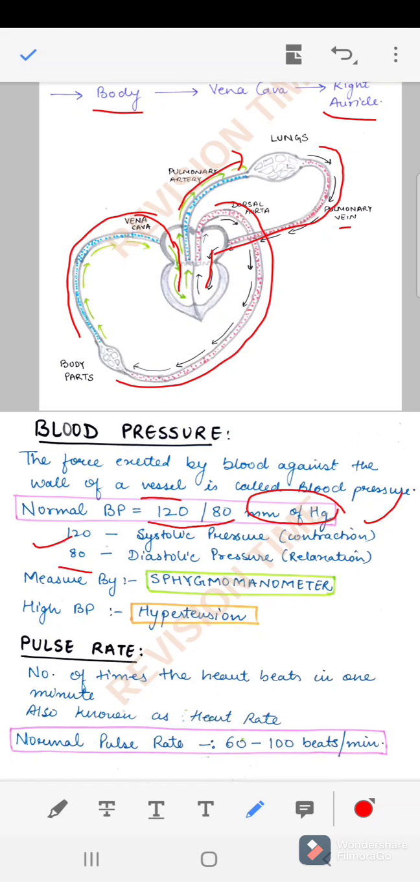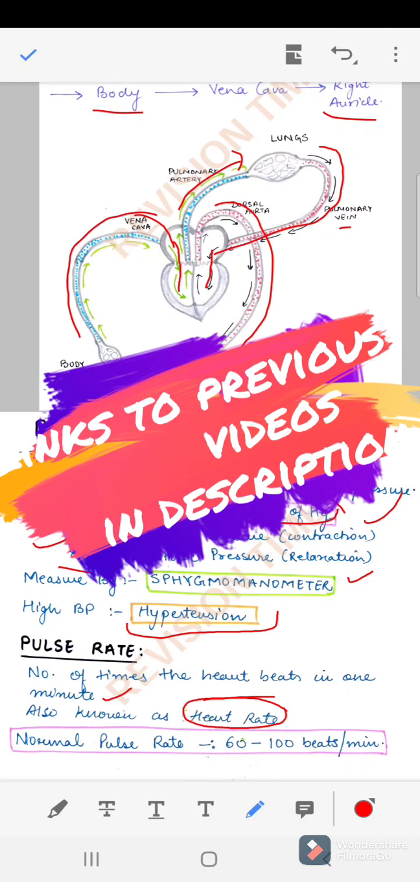It is measured by the apparatus known as sphygmomanometer, and the high BP condition, where the blood pressure is high, is known as hypertension. It is a very common condition. Pulse rate is the number of times the heart beats in 1 minute. It is also known as the heart rate, and the normal value is 60 to 100 beats per minute.